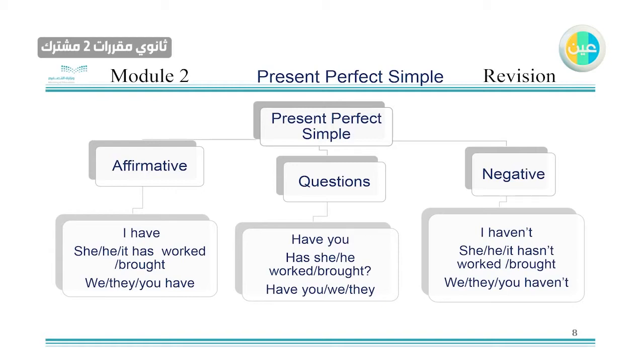Of course, also in your book you have other examples. Just an example: I have worked or I have brought. The question will be: have you brought or have you worked? If it's negative, I haven't worked or I haven't brought. Of course, because I can't write all the sentence, so it's like tucked in. You will find worked and brought in the third line, but it's used for all pronouns.